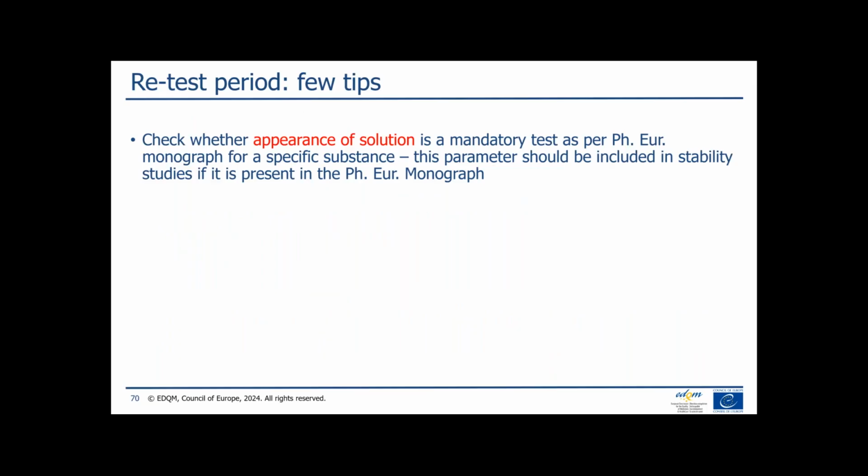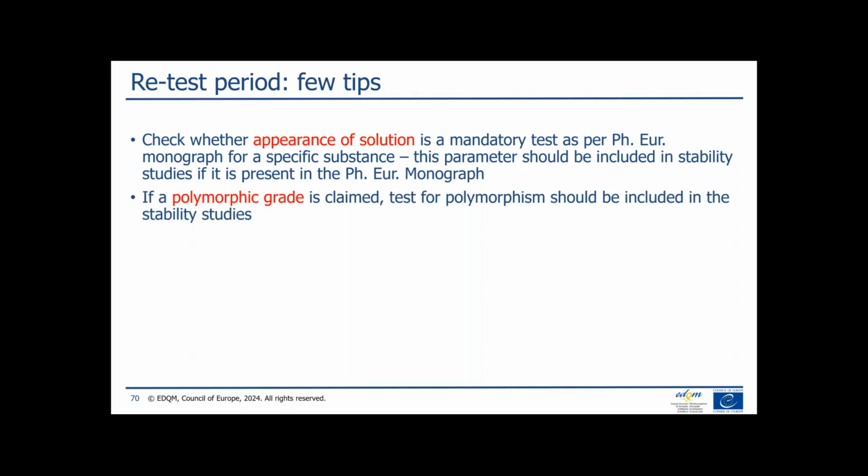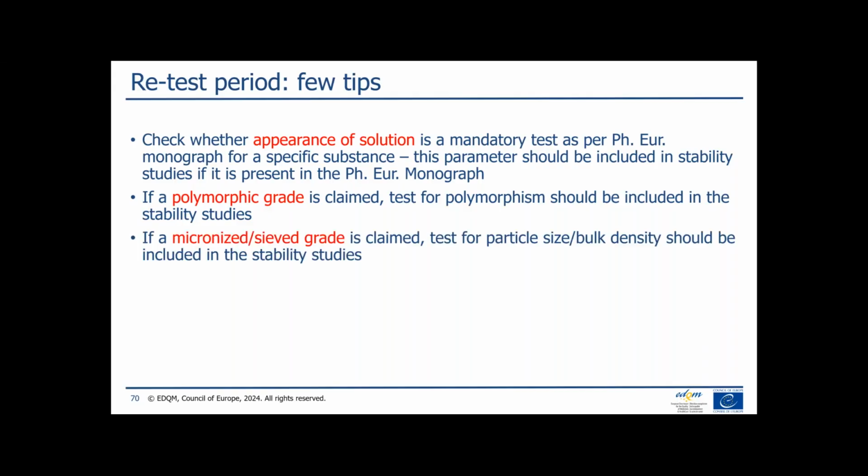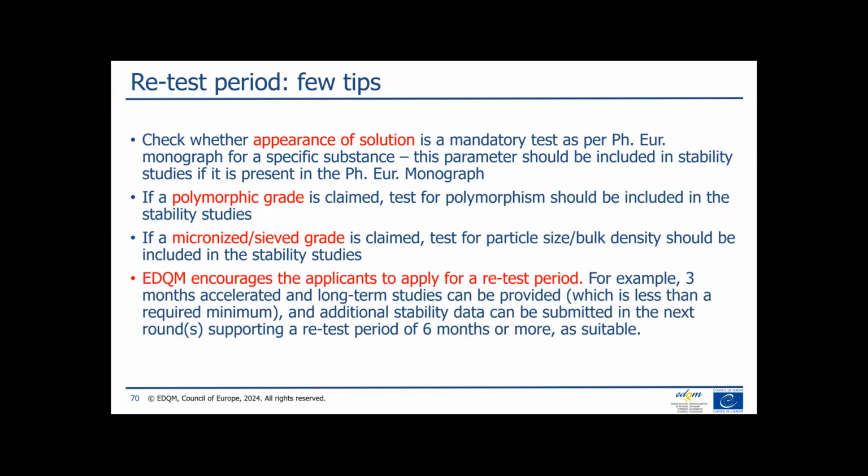A few tips. If the pharmacopoeia monograph for a specific substance has a test for appearance of solution, this should be included in the stability protocol. It should not be forgotten. If a polymorphic grade is claimed, as I said, the company should also demonstrate that the limits for micronized grade are maintained throughout the whole retest period as well. Pretty much the same applies for micronized and sieved grade as for the polymorphic grade.